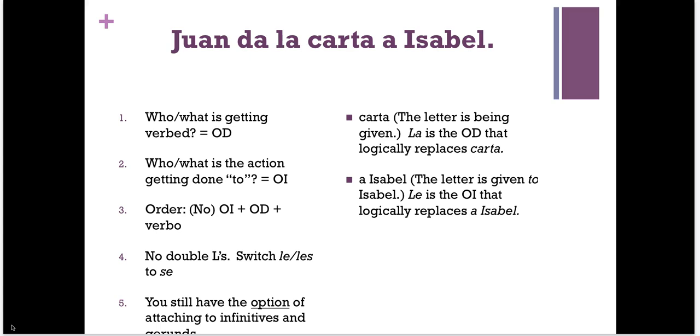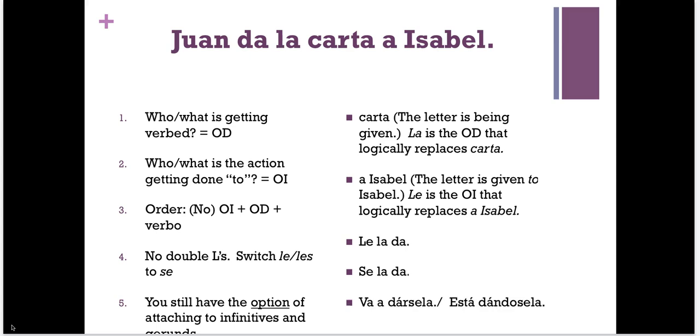So now we're at step 3. Let's just put them in order. It's not a negative sentence, so we don't need the word no. We put our indirect first, then our direct, and then the verb. So we end up with le, la, da. We look at number 4. We're not allowed to do double L's, so we turn le into se, which takes it to se la da. What a cute little sentence. He gives it, which is the letter, represented by la, to her. To her is represented by se, which was originally le.